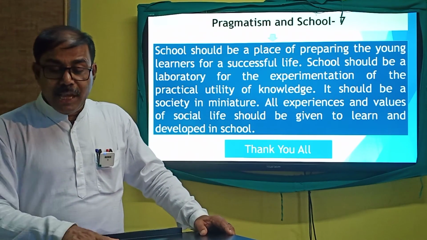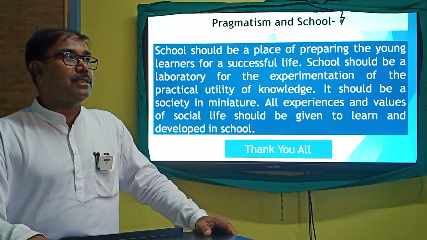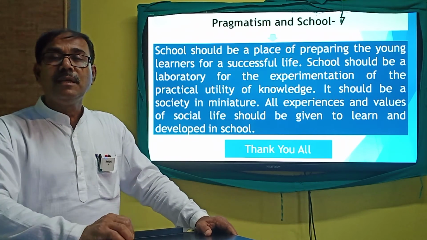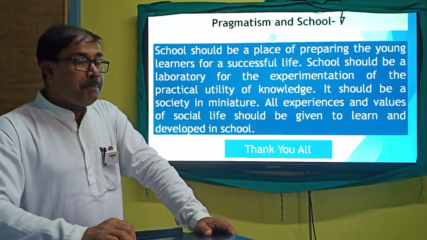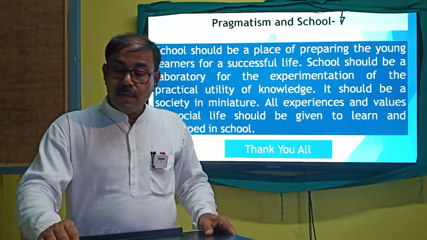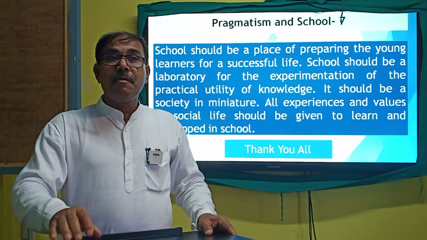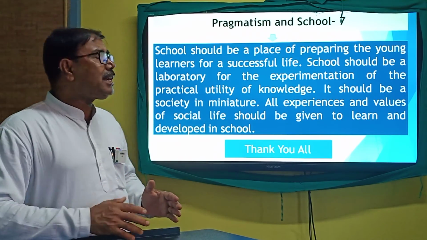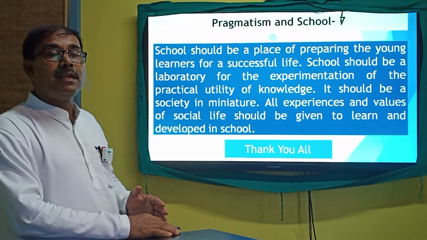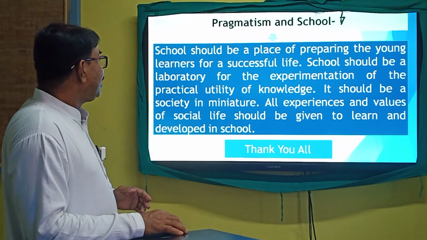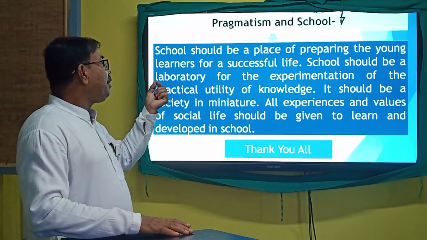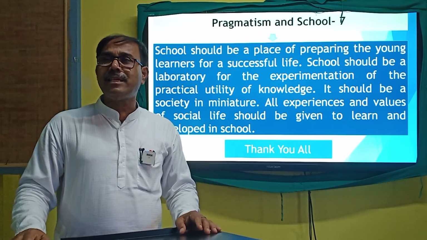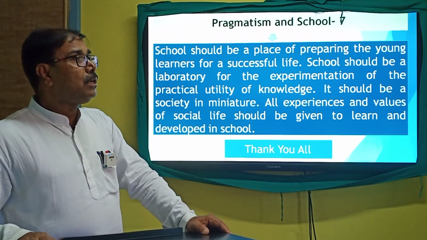Pragmatism believes in scientific knowledge. And that's why pragmatism is also regarded as instrumentalism. Pragmatism is also accepted as practicalism. It is such a philosophy which believes in practical, experimental, instrumental knowledge. And that's why the utility parameter of knowledge has special significance. If there is no utility of knowledge, then what is the meaning of knowledge, friends?